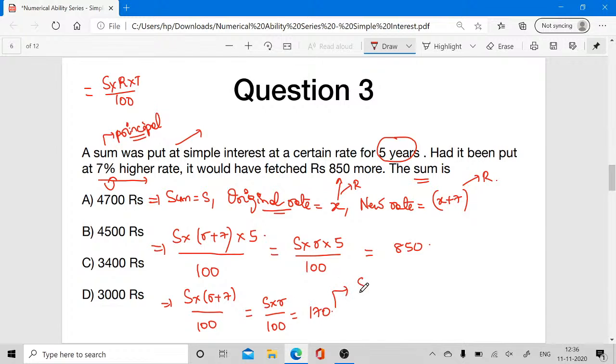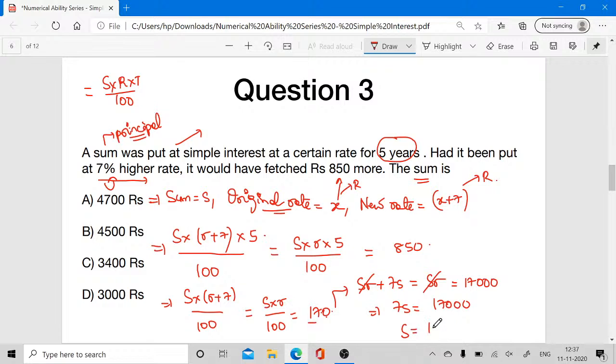So here it will be SR plus 7S minus SR is equal to 170 into 100. 170 into 100 will be 17,000, just add 3 zeros to 17. Now when you take this SR to this side, it becomes minus SR, so SR and SR cancel. So what remains is 7S is equal to 17,000.